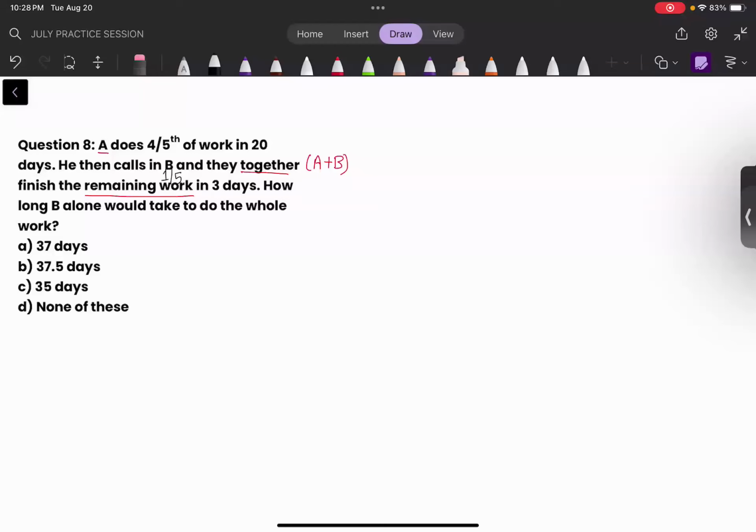Okay, 1/5. Now carefully understand something. Until now, whatever we have done, we were thinking total work.